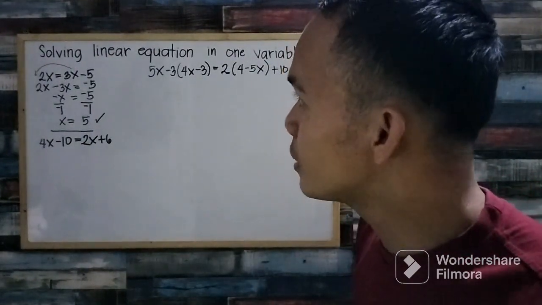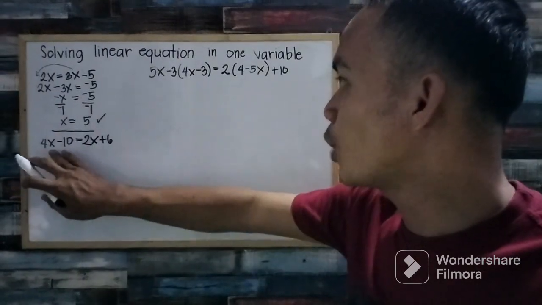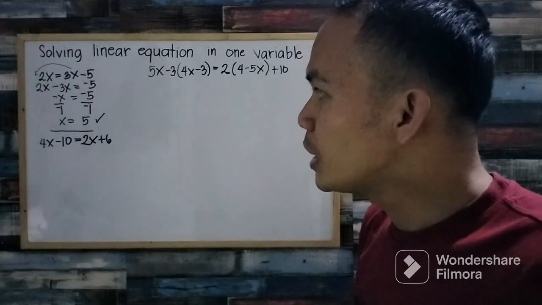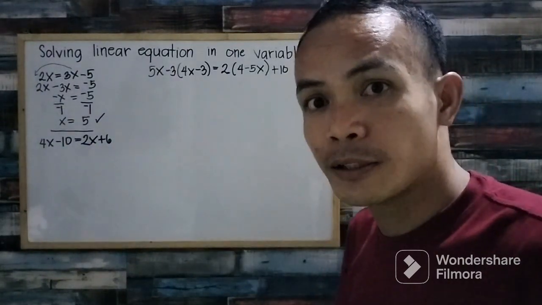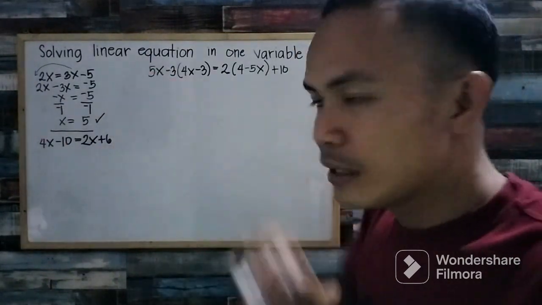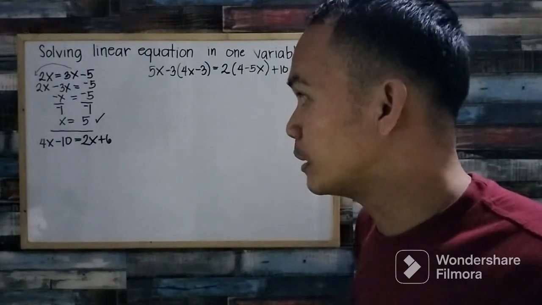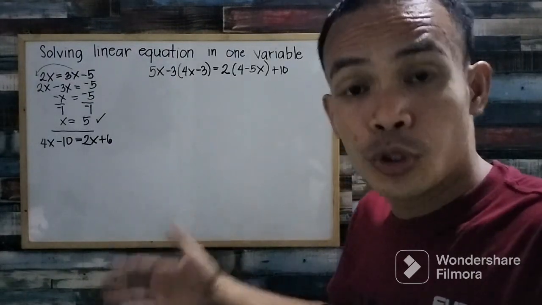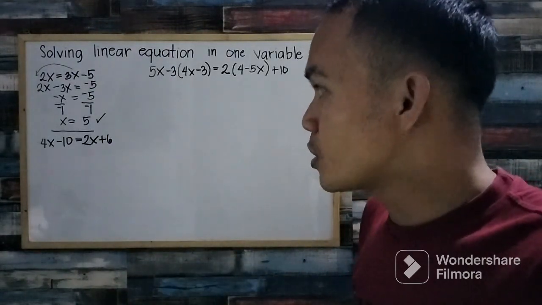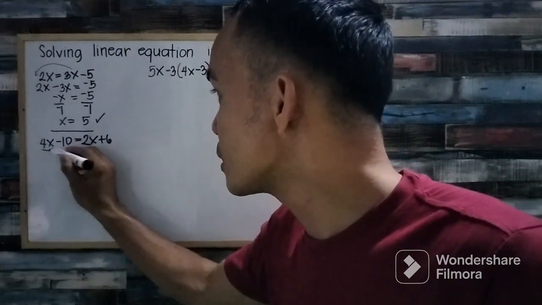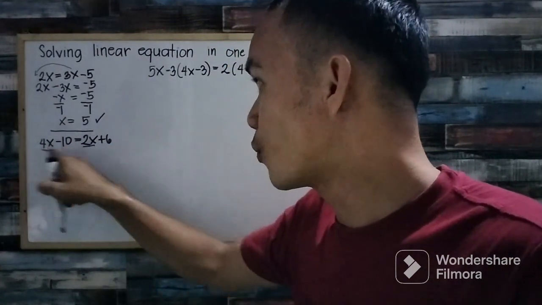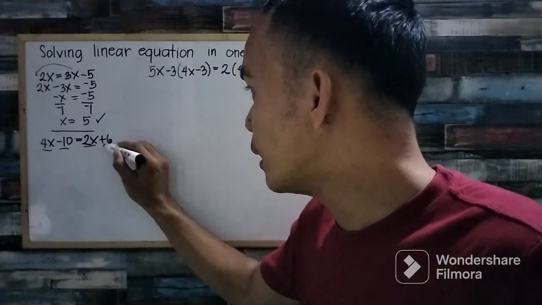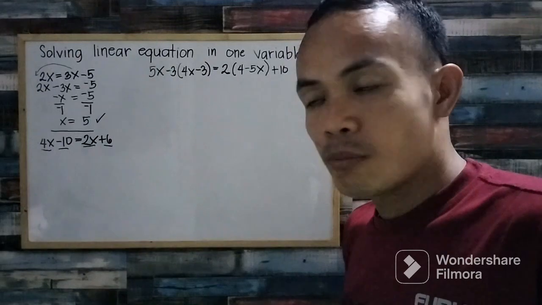Okay, so now let's proceed to the second example here. We have 4x minus 10 is equal to 2x plus 10. So yung gagawin natin dito for the second example is the same lang din sa first na example natin. Okay? So we have to transpose terms. We have to put the same terms in one side. Okay? So as you can see here, meron tayo ditong 4x. Meron din tayo ditong 2x. So 4x and 2x are two the same terms. While this negative 10 and 10 are two the same terms also.